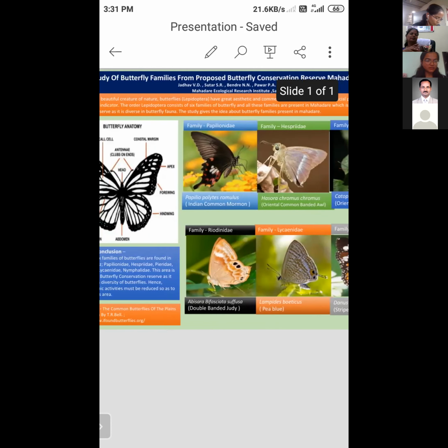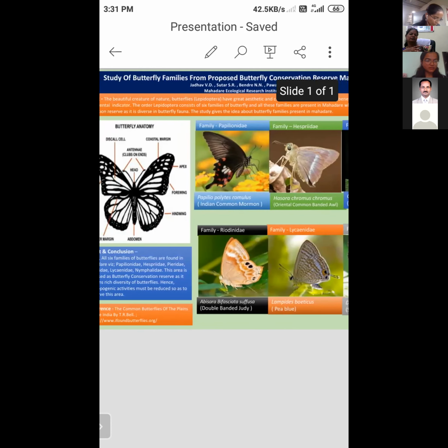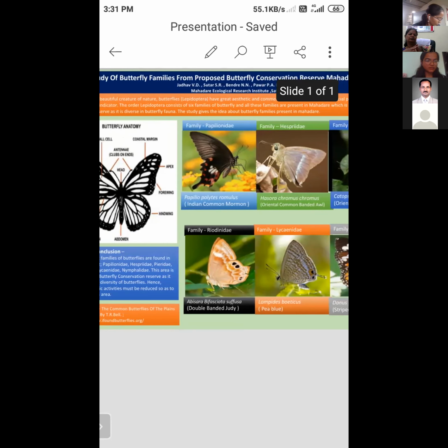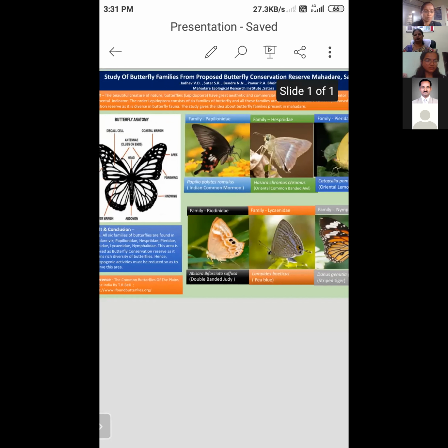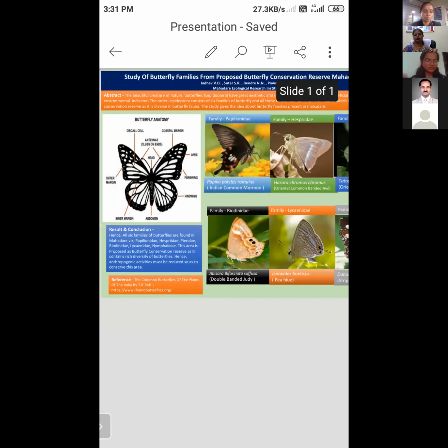Antenna. In butterflies, how many types of antenna are there? In moths, how many types of antennas are there? No, sir, I am not aware about that.